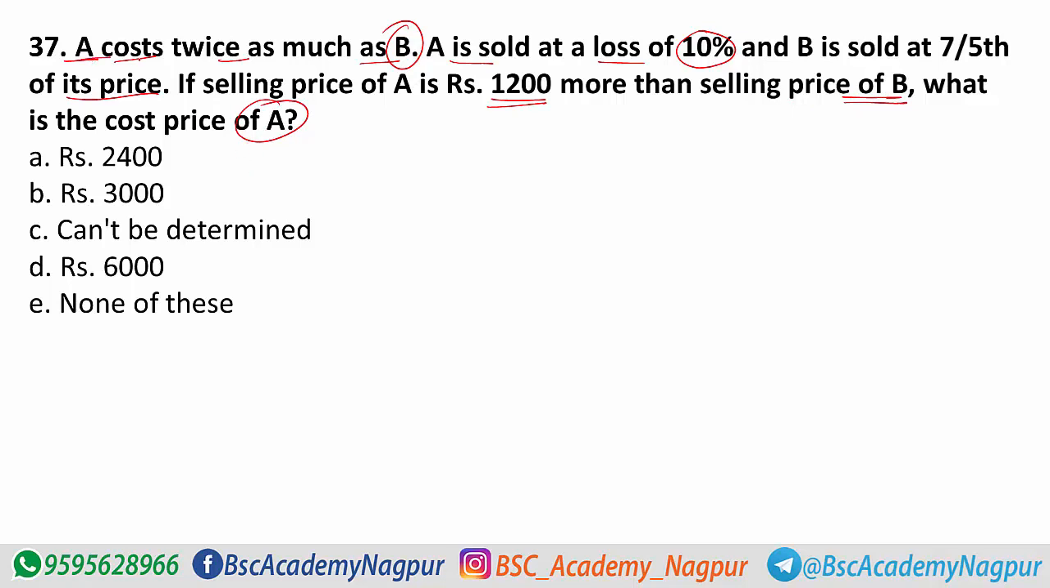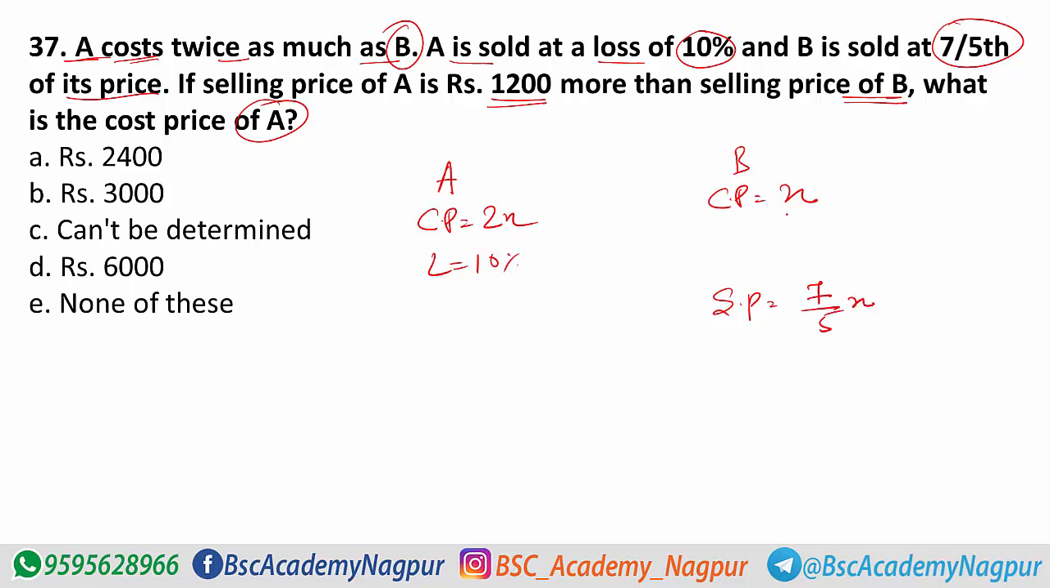So let's see what it is saying: A costs twice as much as B. Let's say A is 2x and B is x, right? Twice. A is sold at a loss of 10%, and B is sold at 7 by 5 of its cost price. So the profit here is 2 by 5. 2 by 5 means 40%, right? If it was 5 by 5, that means 100%, and 7 by 5 is 2 more than 5. So this is the profit percent, 40%.